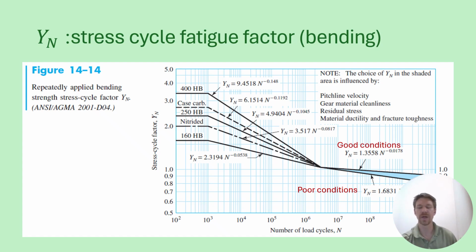So if you have a gear that you're looking at that you're trying to get 10 million cycles out of, then your stress cycle factor is going to be 1. It's going to be less if you want more than 10 million. It's going to be more if you need less than 10 million cycles.